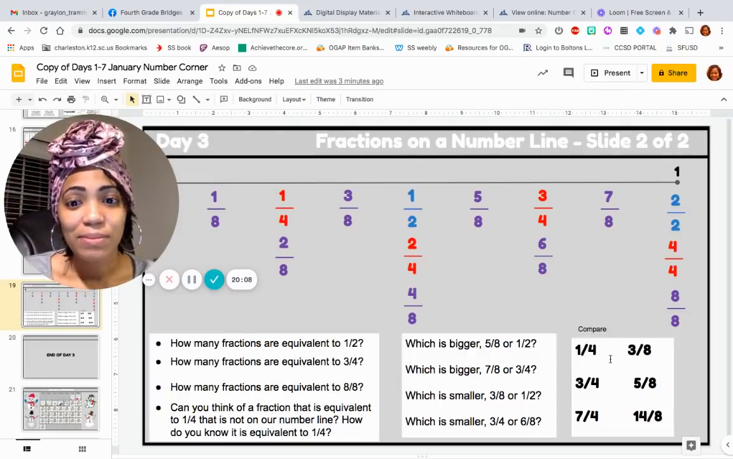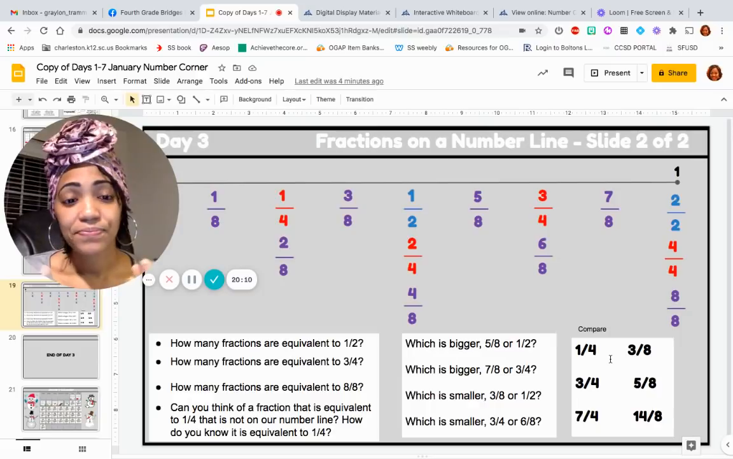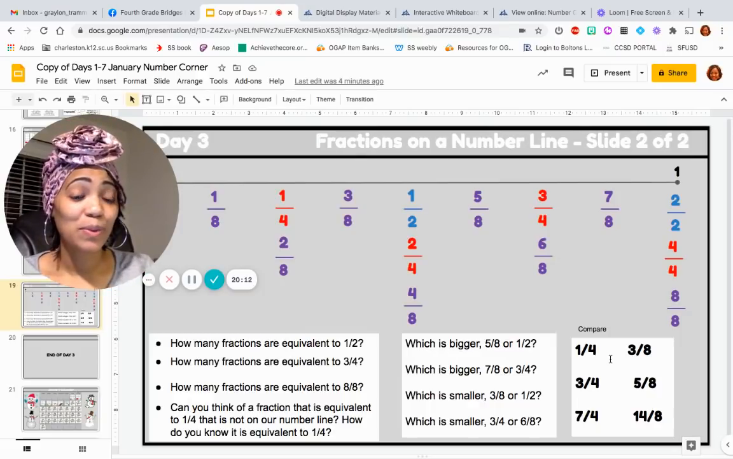You guys did a great job today. We're actually going to stop there. Maybe we'll do some more work with fractions on the number line later this month.